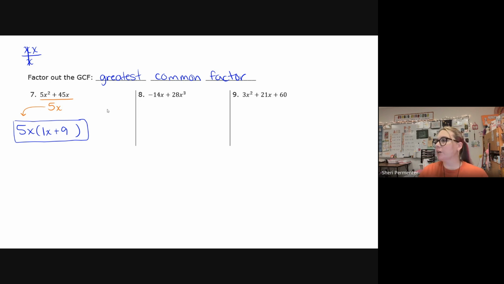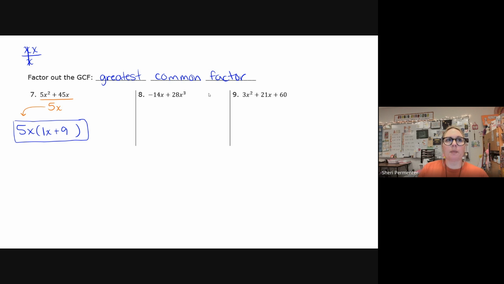If you look back at question number 1, it is exactly the same thing, just going the other direction. When we did question number 1, we were multiplying. When we do question 7, we're dividing. It's the same problem, just depends on which direction you're going.